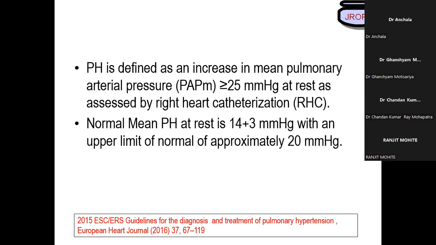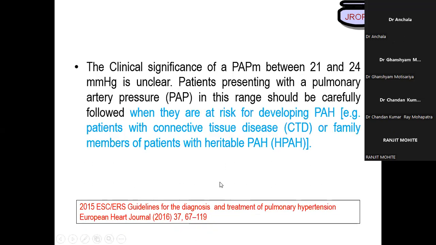Then next comes increase in mean pulmonary artery pressure of more than 25 millimeters at rest as assessed by right heart catheterization. Normal mean pulmonary artery pressure is 14 plus or minus 3 millimeters of mercury, with the upper limit of 20 millimeters of mercury. If somebody asks what your mean pulmonary artery pressure is, you have to say that the upper limit is 20 millimeters of mercury, not 25. 25 is the upper limit of normal. Next question comes, what is there in between 20 and 25? And that's what the answer has been given in this particular paper in 2016.